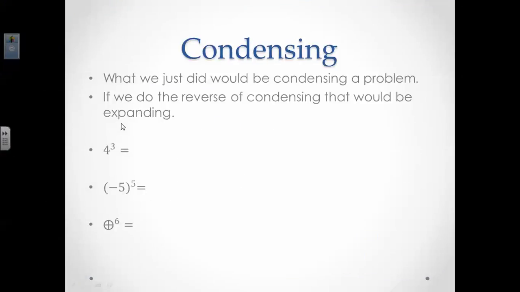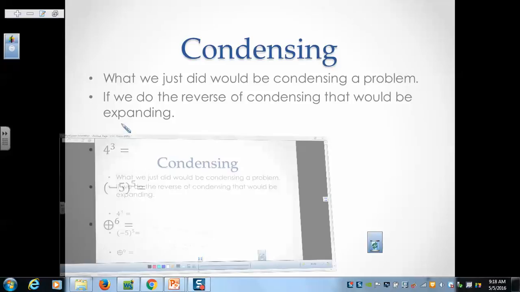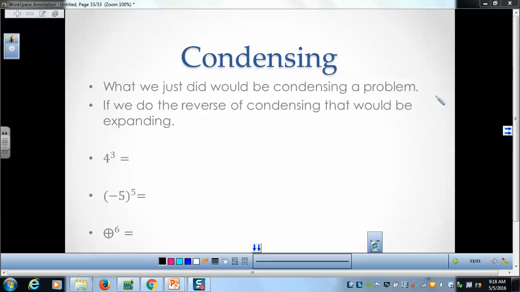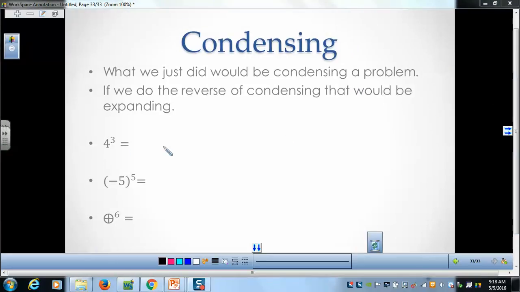Now what we did would just be considered condensing a problem. We're taking a long multiplication problem and writing it as one concise fact. Now what if we did the opposite of that, which would be expanding? Expanding means we want to write it out as a multiplication problem. Once again, if we look at our exponent, the base tells us what is being multiplied, and the exponent tells us how many times we're multiplying that. So this says I'm multiplying 4 three times, so I would have 4 times 4 times 4.